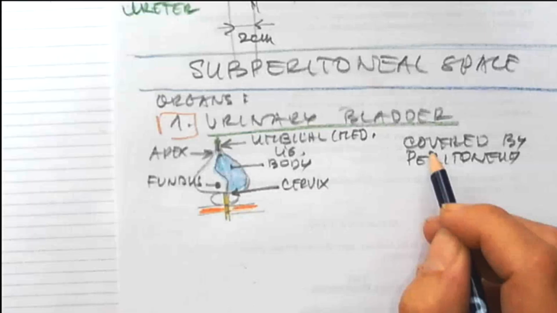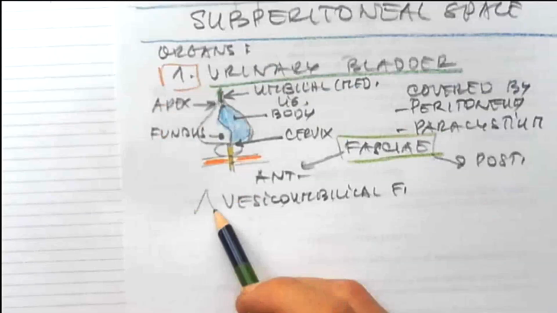Anteriorly it is called the vesico-umbilical fascia, which ascends to the umbilicus. This is triangular like that. And dorsally, posteriorly, it forms the septa. That's important for the organs found in the peritoneal cavity. And septa are two in number.